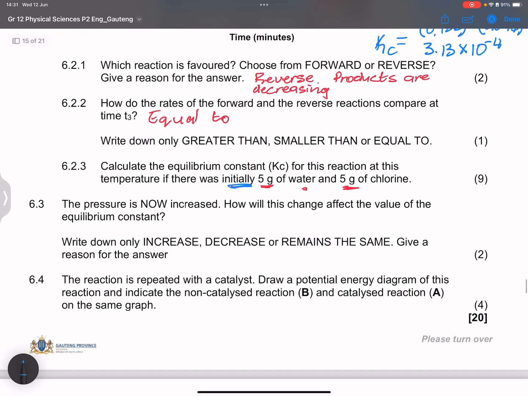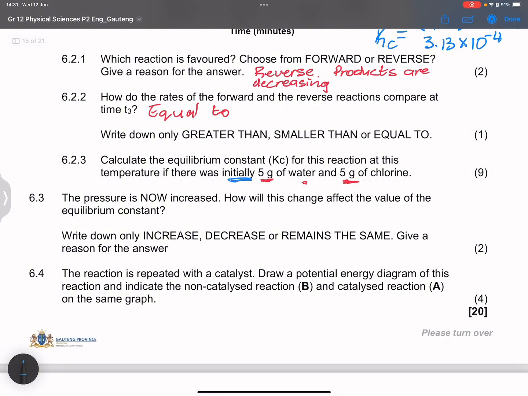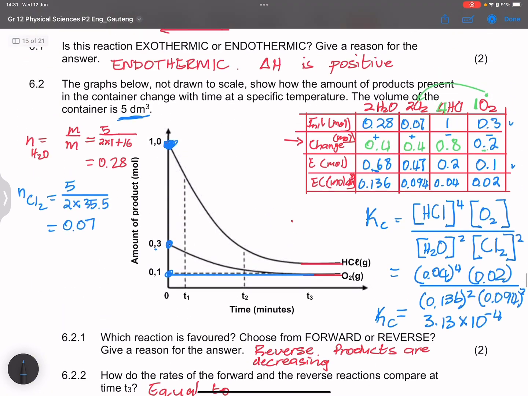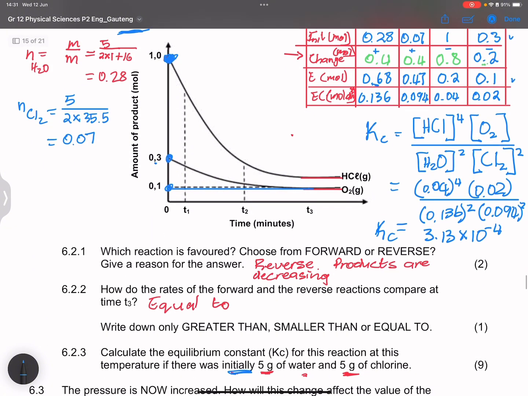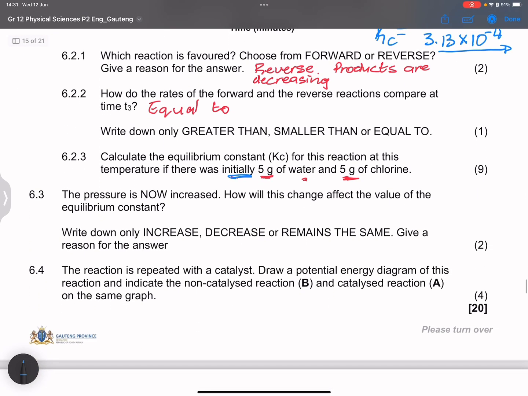So they say to us, the pressure is now increased. Okay, how will this change? And by the way, please remember, I added all of them in my Kc expression because they are all in gaseous form. Please don't forget that. If it is not a gas, we do not include it in the expression. Right, so they say the pressure is now increased, right? How will this change affect the value of the equilibrium constant?